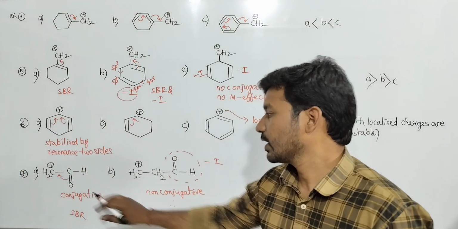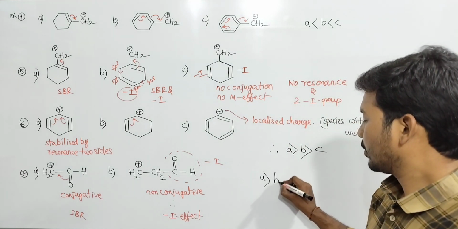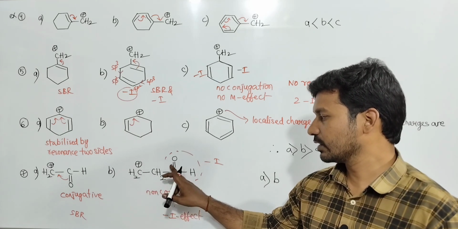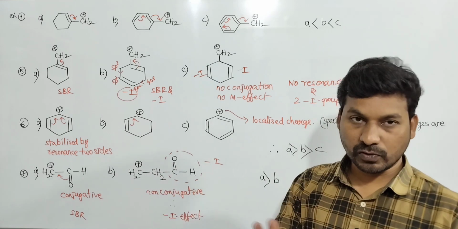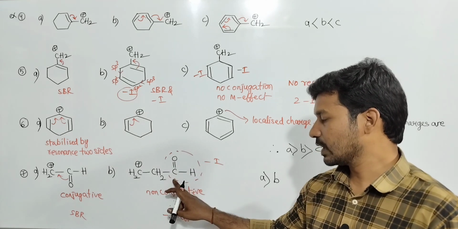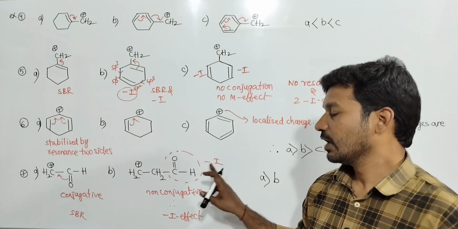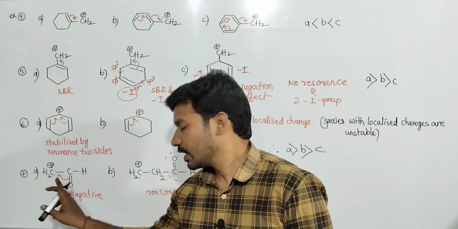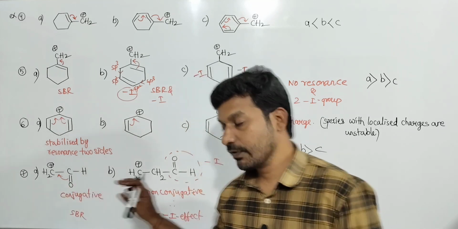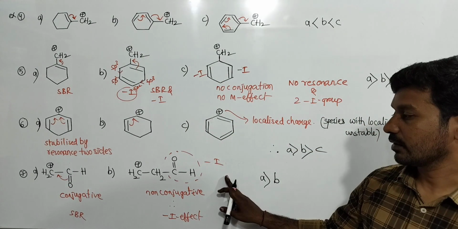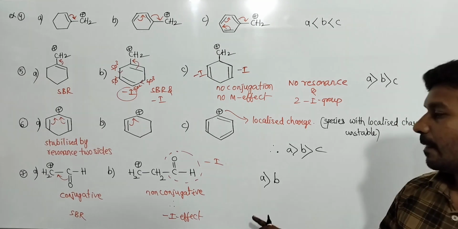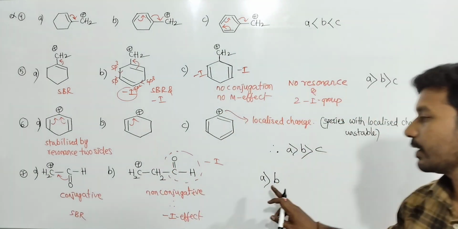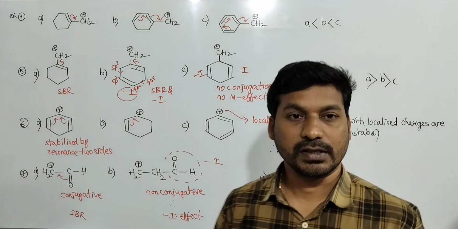So definitely A is more stable than B, because this acts as a minus I group due to absence of a conjugative system. Double bond, single bond, single bond, no conjugation. Whenever conjugation is not present, this group acts as a minus I group. If conjugation is possible, this stabilizes the carbocation. If conjugation is possible, mesomeric effect. If conjugation is not possible, inductive effect. So that's why resonance stabilizes a carbocation, but a minus I group decreases its stability. A is more stable than B. Okay, take this one.